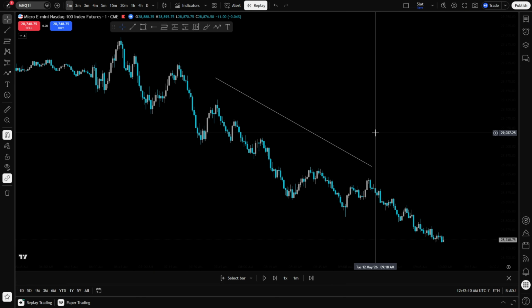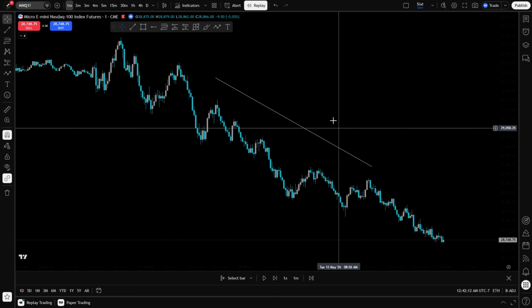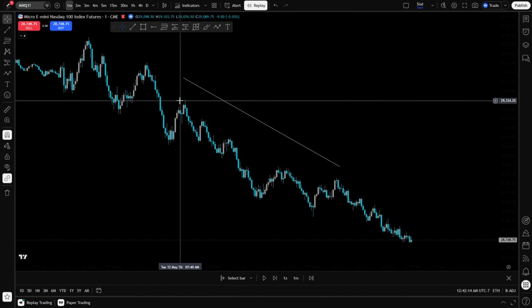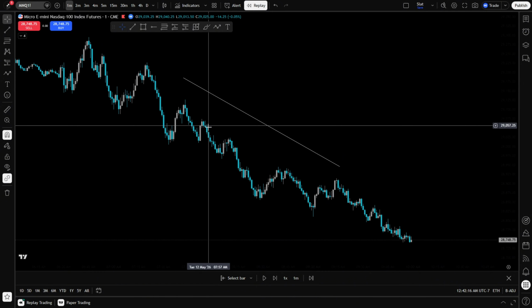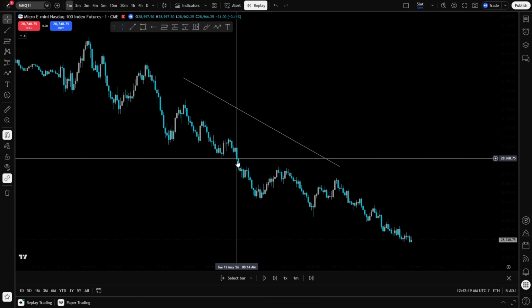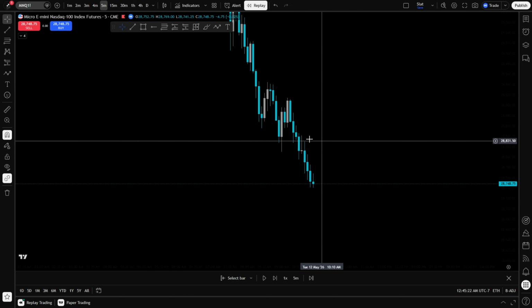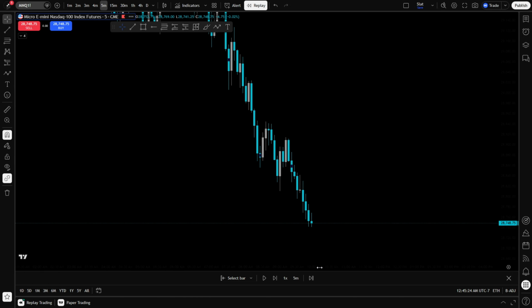Well, hopefully you guys got it right, but this is a bearish market because it's creating a high, a low, a lower high, a lower low, a lower high, and so on. Okay, so this is an example of a market structure shift.